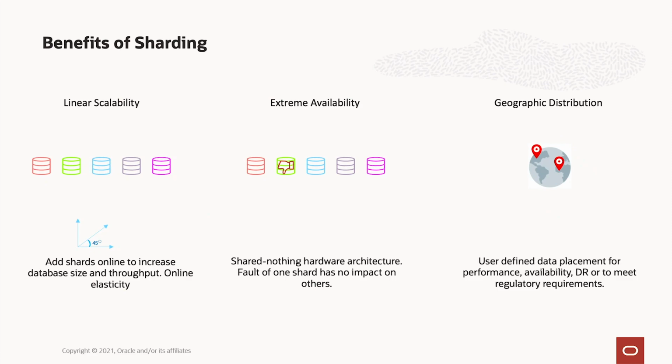So what are the benefits of sharding? Number one, it gives us linear scalability. That means that if we have more data or more transaction volume, then we add more shards and we get the same performance. There is no degradation in performance as we add more shards. So it basically gives us straight line, 45-degree scalability, which means adding shards online to increase the database size as well as the throughput.